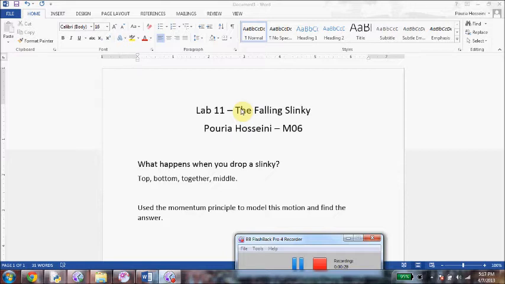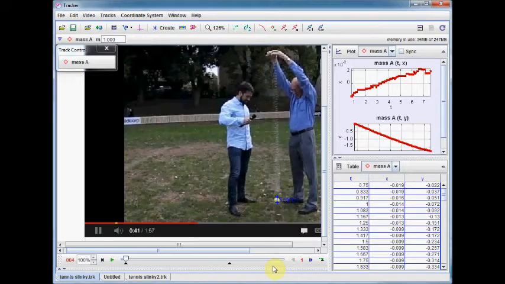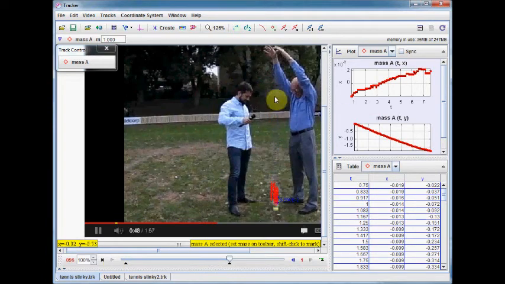So I used the momentum principle to model this motion and try to find the answer. There was a video made to show what happens if the slinky is dropped, and I extracted the data from this video in Tracker. The first thing I did was extract the position of the top of the slinky as it moves down. The origin is where the professor lets go of the spring at the beginning, and the video was calibrated using the length of a tennis ball, which was found to be 0.0635 meters.